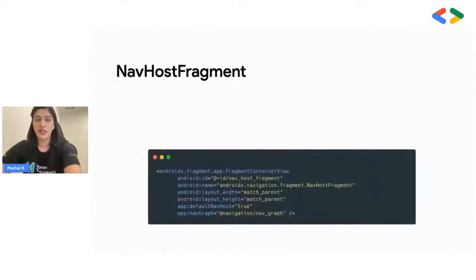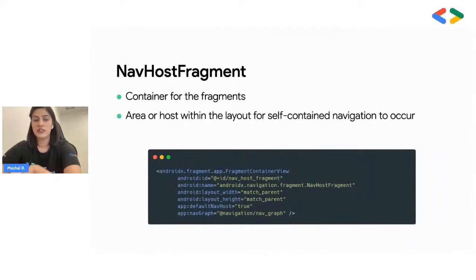The next component that we have is nav host fragment. The nav host fragment is a container for fragments. It's basically an area or host within the layout for self-contained navigation to occur, which in a way we're saying that, hey, this is the empty space in which we want to display the fragments. It's basically a holder that swaps in and out destinations included in the nav graph. When you navigate from one destination to another, Nav Controller swaps in and out the destination.